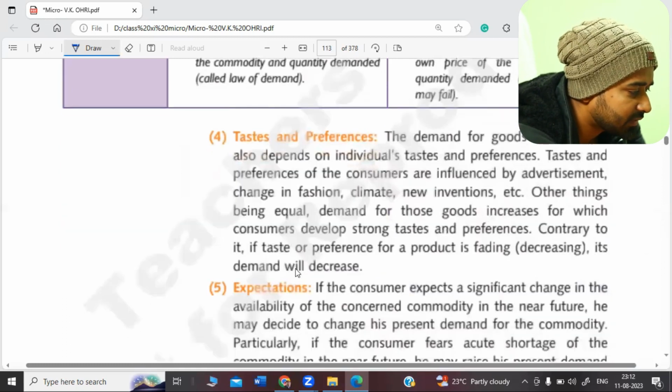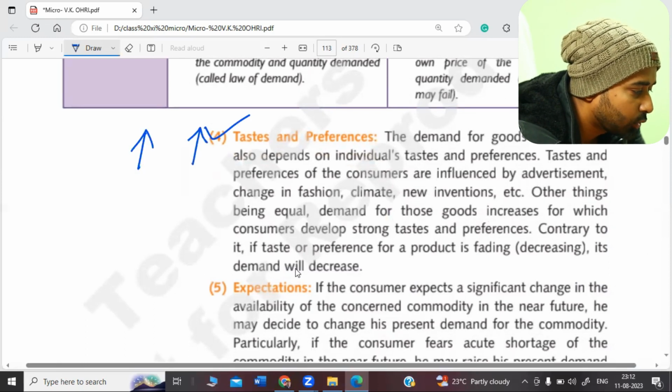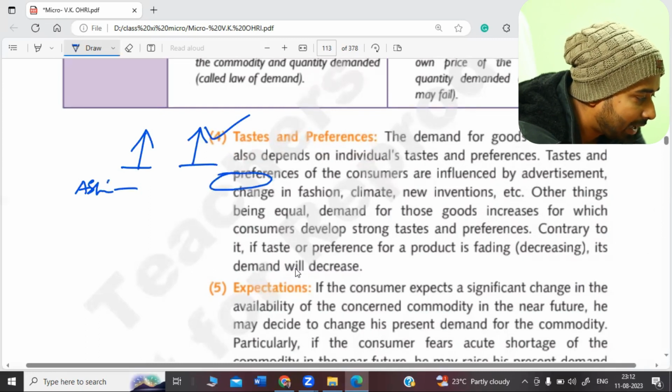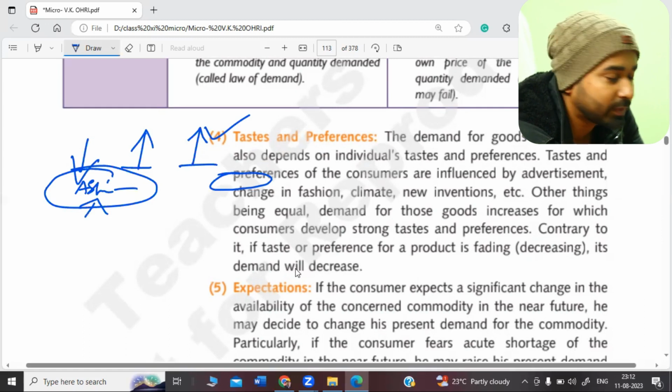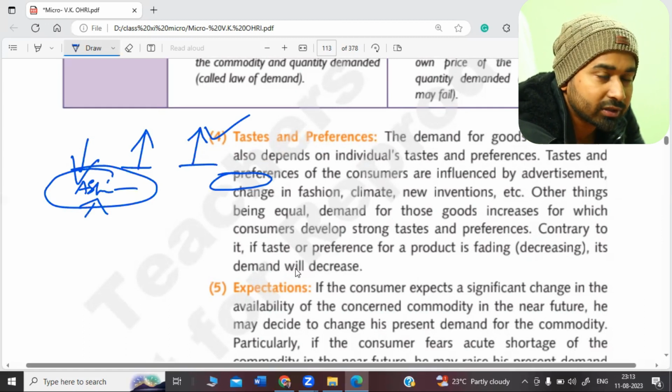Next one is taste and preferences. If your taste and preferences increase, your demand also goes up. That means if you like the goods more, you are giving more preference. Say for example, Ashirvad Atta and any other normal chakki atta. You have a good taste for Ashirvad Atta. Even though the price of Ashirvad Atta increases, you are not bothered about purchasing it, right? You are not at all bothered about the price, right?